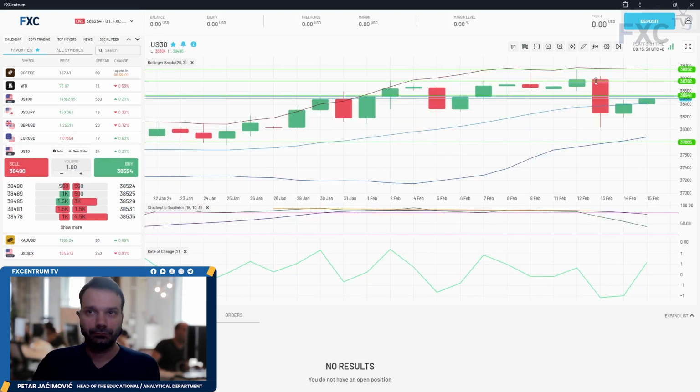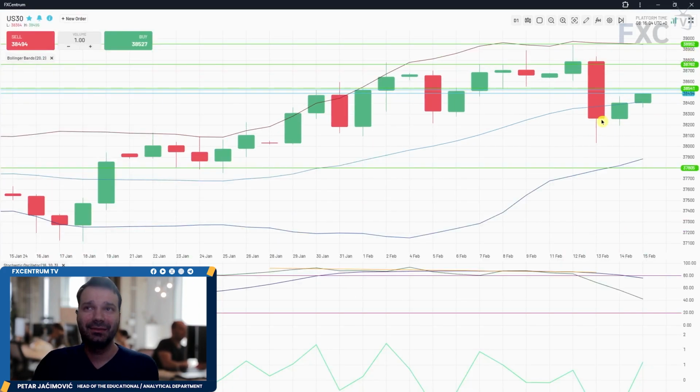US30 traded below the middle Bollinger Band on the daily time frame, and then we had a very narrow inside day. So far, the market is trying to hold, and it's trading above the previous narrow day range, but still it's inside of this bigger down day. So it's inside of what we call a mother candle.